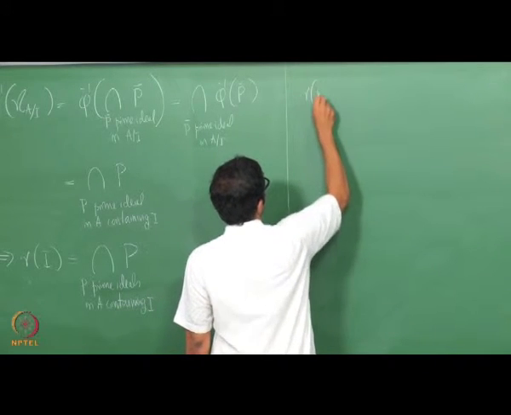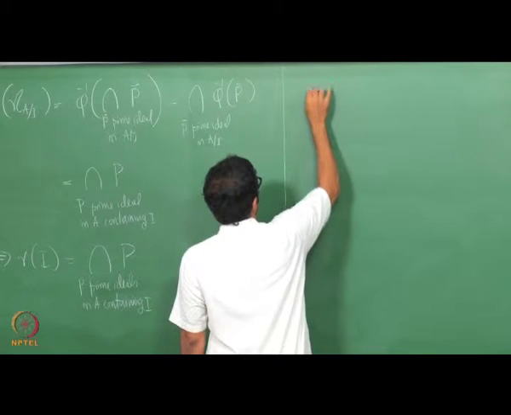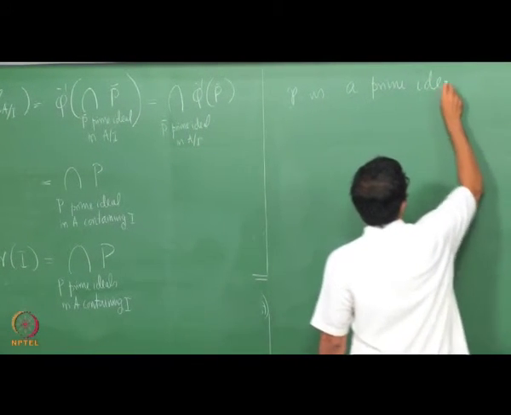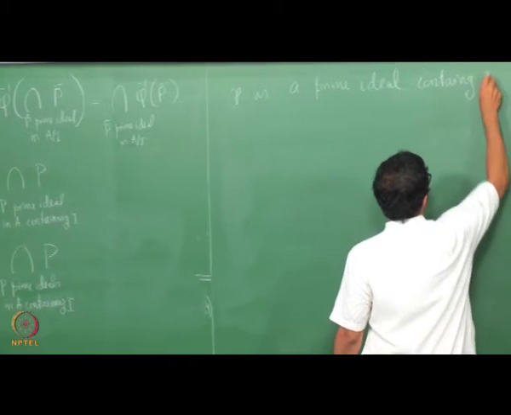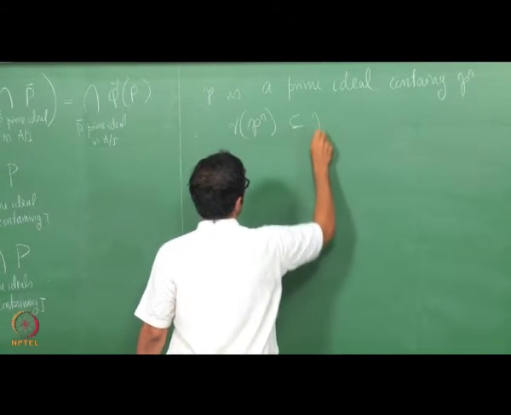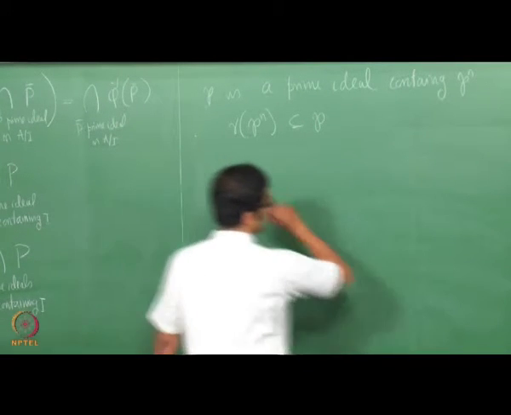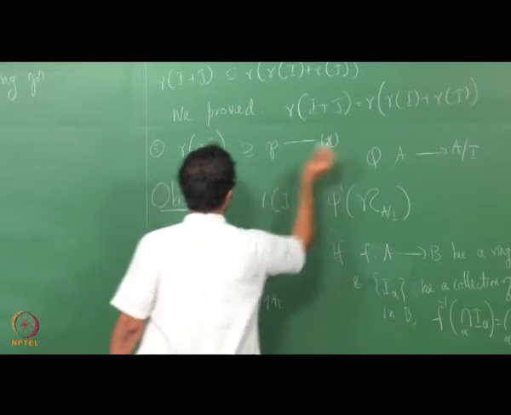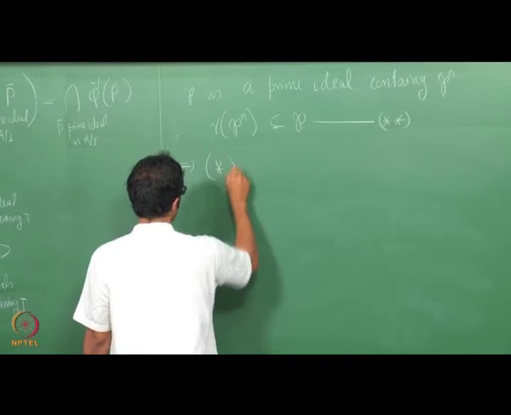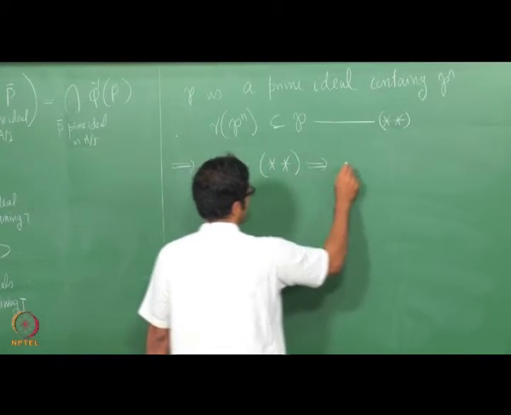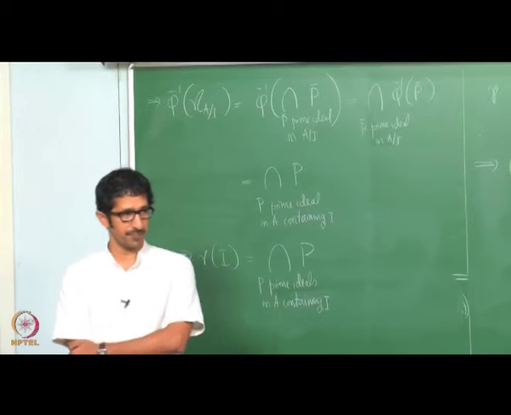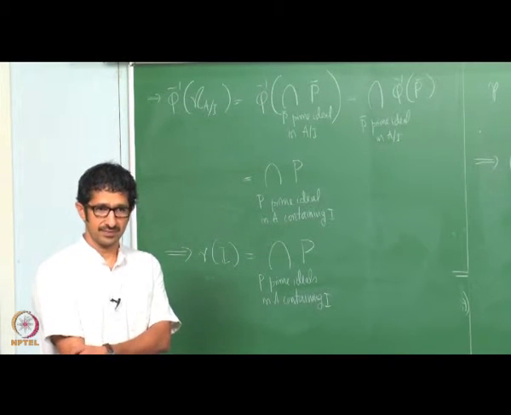So, radical of p, where p is a prime ideal containing p power n. Therefore, radical of p power n is contained in p. These two together, if you call this star and this star star, imply that radical of p power n is equal to p.